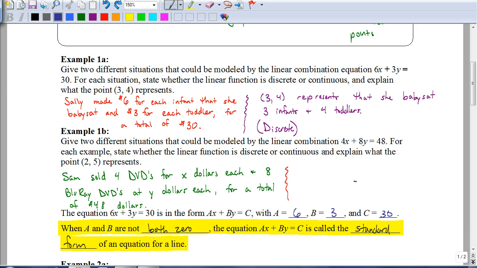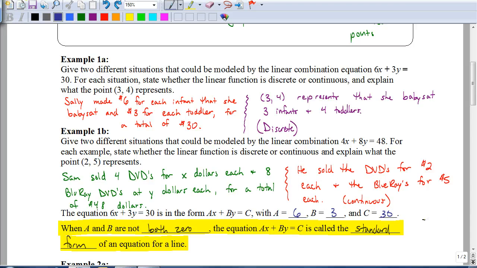Sam sold 4 DVDs for x dollars each and 8 Blu-ray DVDs for y dollars each for a total of $48. Okay, so that would be a situation that this 4x plus 8y equals 48 can model. As far as what the coordinate (2, 5) represents, or whether it's discrete or continuous, well, first off, x and y represent dollar amounts, and it's okay to use decimal dollar amounts. So this would be a situation that would be continuous.